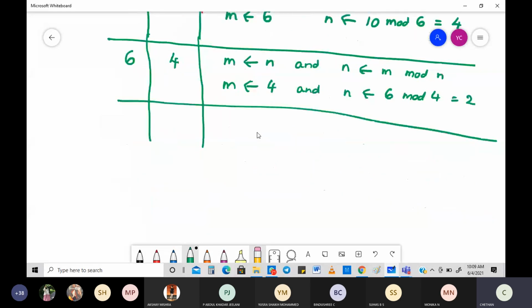Now the value will be changing. What will the value be changing to? It will be coming 4 here and of course 2 here. Again check if n is equal to 0. No. So what are you going to get? You are going to get the same old thing again. m, n and n equal to m mod n.